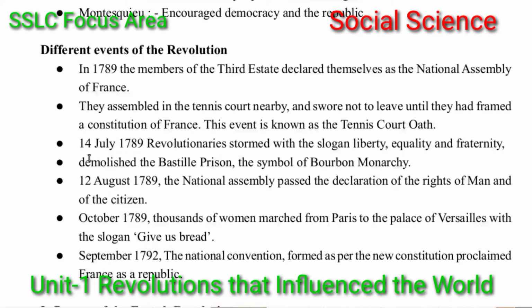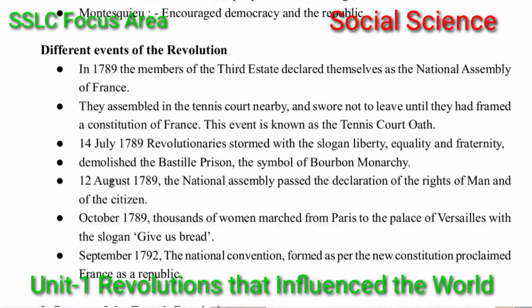On 14 July 1789, revolutionaries stormed with the slogan Liberty, Equality and Fraternity and demolished the Bastille prison, the symbol of the Bourbon monarchy. That was the main incident in the French Revolution, and it was the beginning.